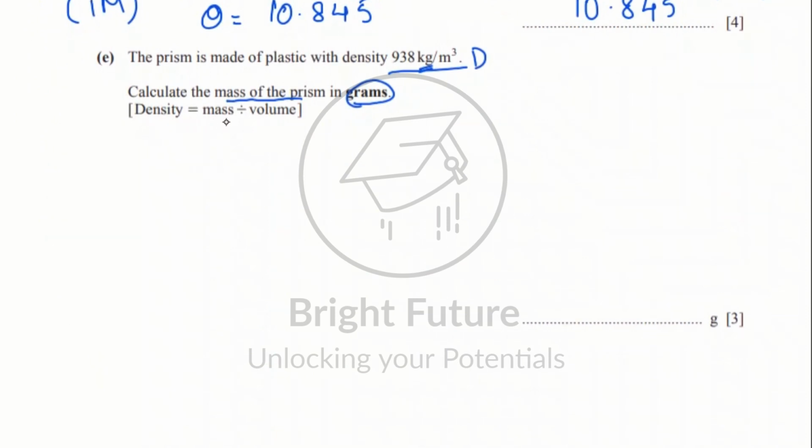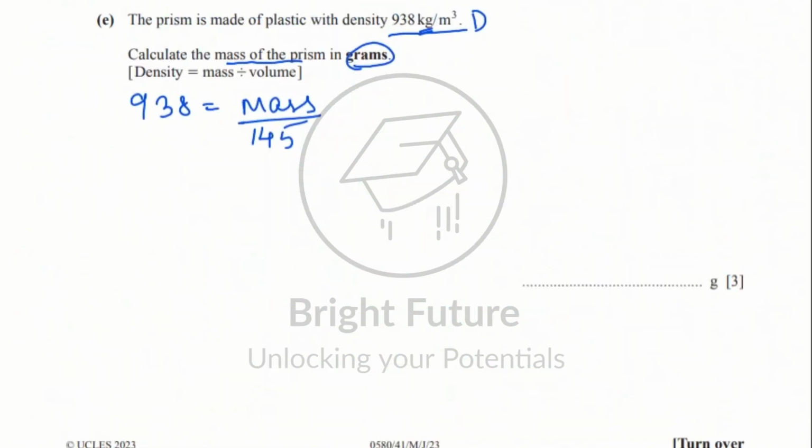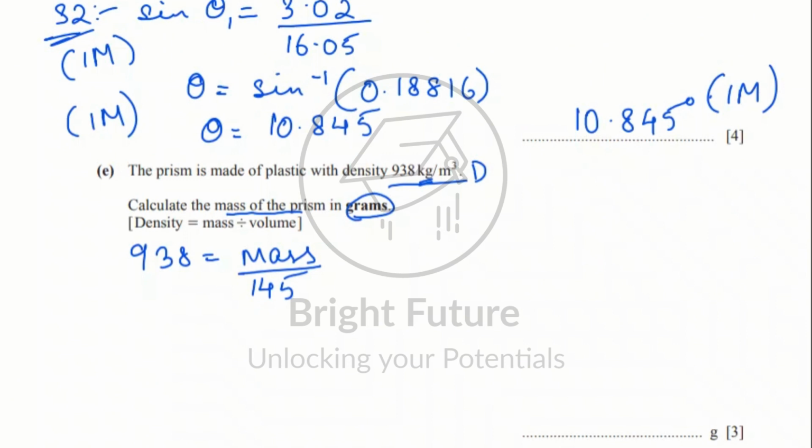Formula is density equals mass upon volume. Density is given to us, that is 938 equals mass, which we have to calculate. Volume is also given to us, that is 145 centimeter cube. This is in centimeters, this is in kg per meter cube. So we'll have to do the conversions, because the mass has to be in grams.